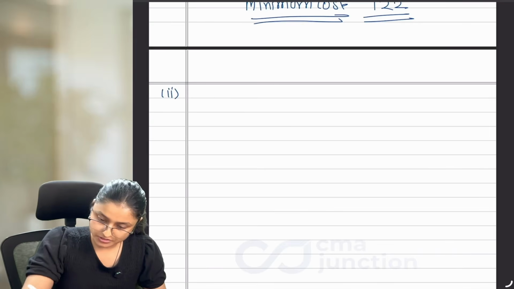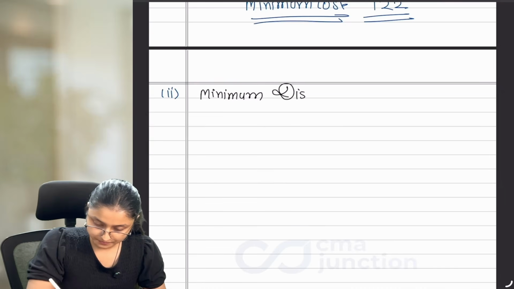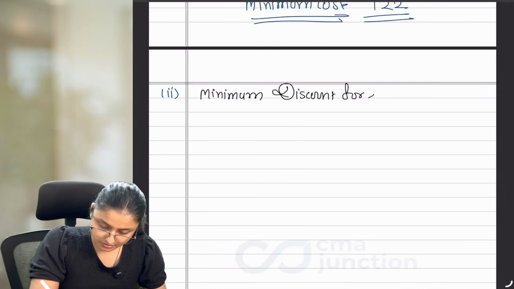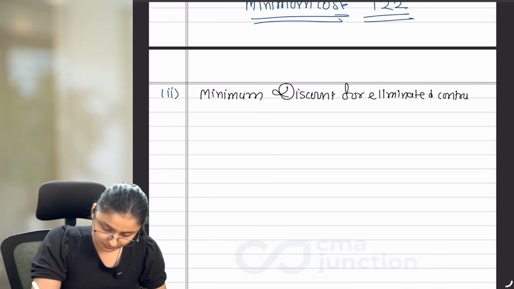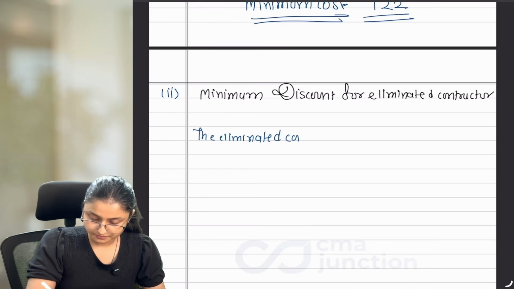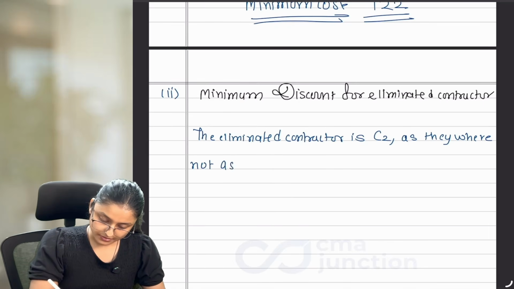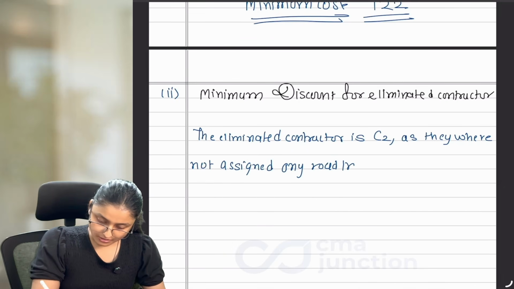The second part of the question: minimum discount for eliminated contractor. The eliminated contractor is C2, as they were not assigned any road in the optimal plan.